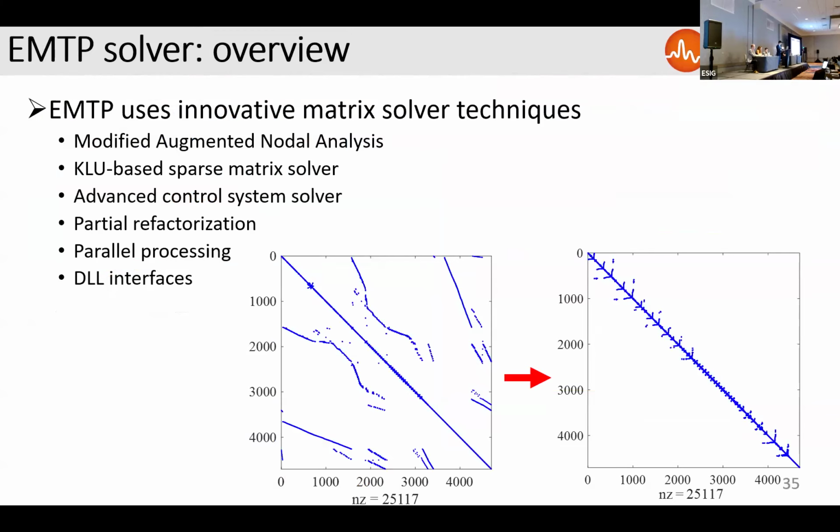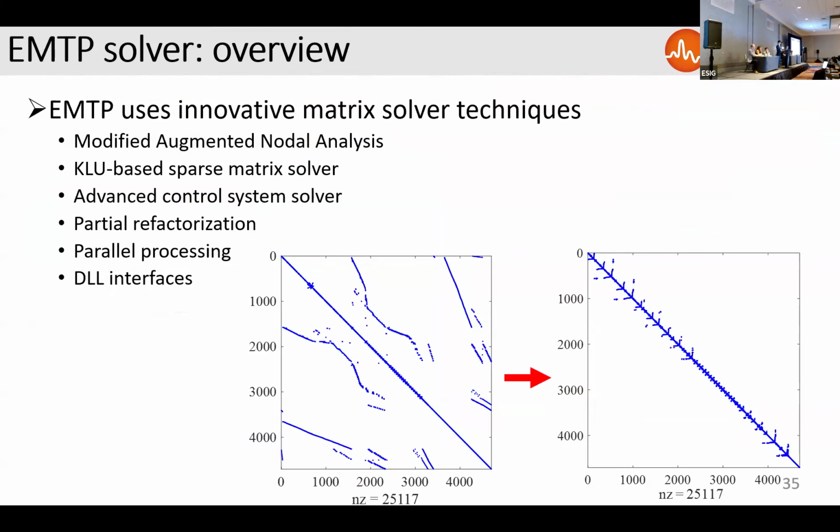All right, finally, the solver, which is, well, let's say the pinnacle of our technology. There are many innovations that we use in the solver that allows us to go to very large distances in simulation speed and accuracy of the results. The modified augmented nodal analysis and sparse matrix solver based on very special technique that allows you to do large amount of calculations in a short amount of time.